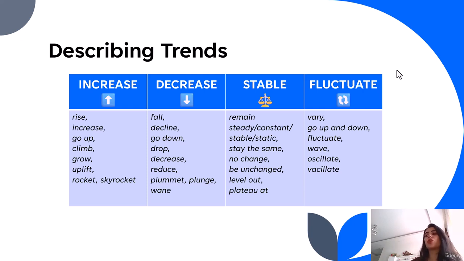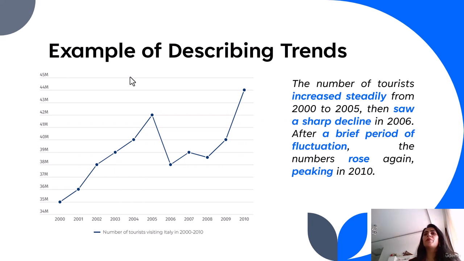It's important to not only state the trend, but also provide specific details about how and when these changes occur. For example, if you have a line graph showing the number of tourists visiting a country over a decade, you might say the number of tourists increased steadily from 2000 to 2005, then saw a sharp decline in 2006. After a brief period of fluctuation, the number rose again, peaking in 2010. This description includes the key vocabulary and specifies the time periods and nature of the changes.